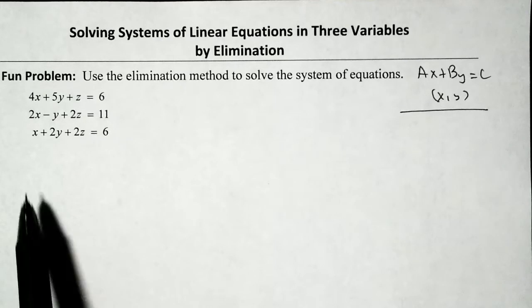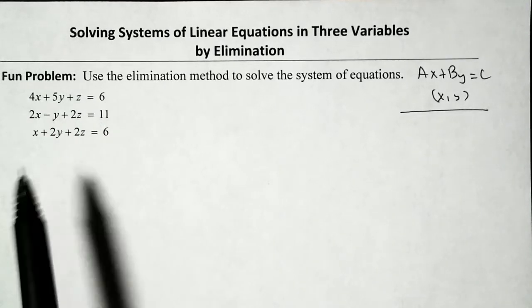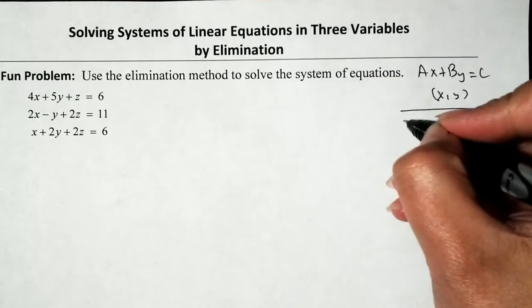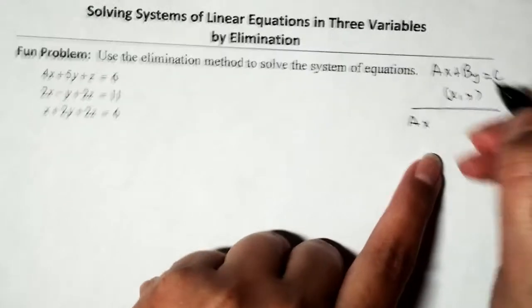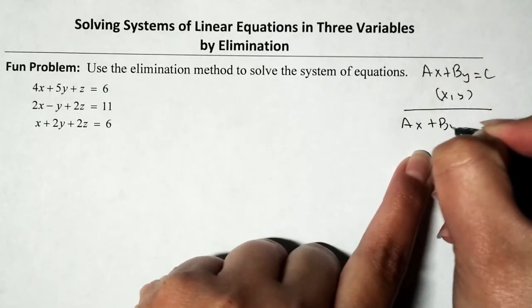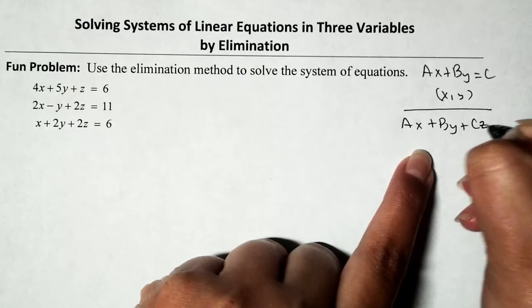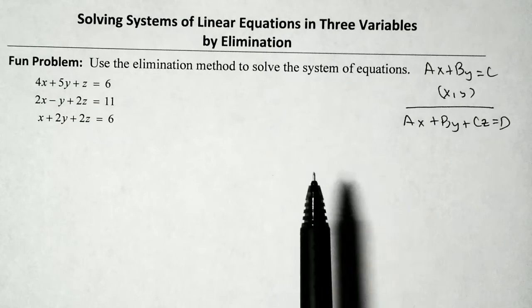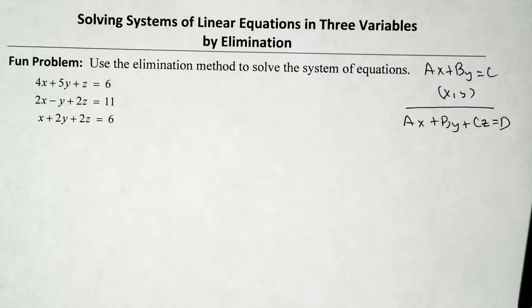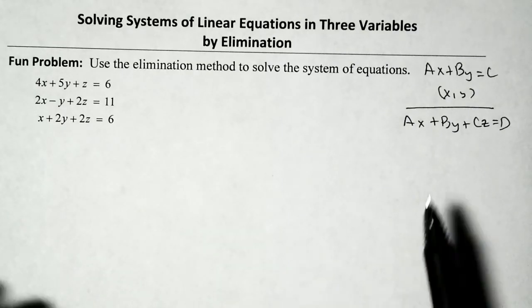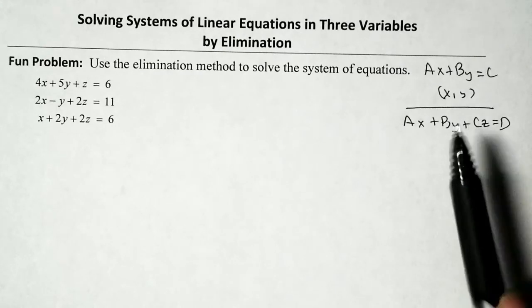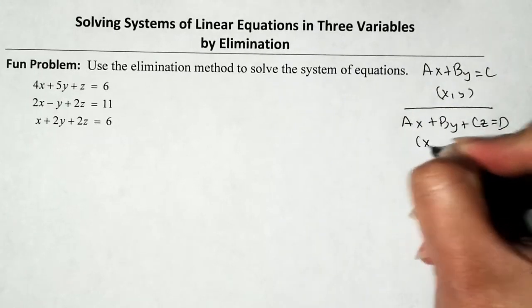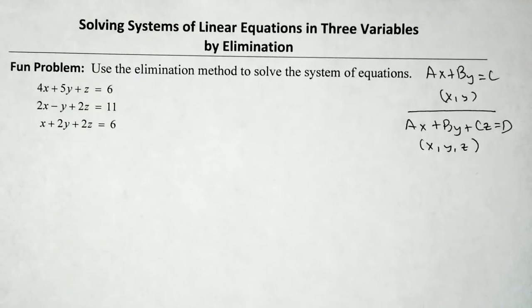But in this case, we are working with systems of equations in 3 variables. So standard form would not be ax plus by, but you guessed it, it would be ax plus by plus cz equals d. In English, a standard form, what that means, you want variables on one side, constant on the other. Now, if our system in 3 variables has a solution, what would the solution look like? It wouldn't be an ordered pair, it would be an ordered triple. Why? Because we got 3 variables. Okay, so let's do this.